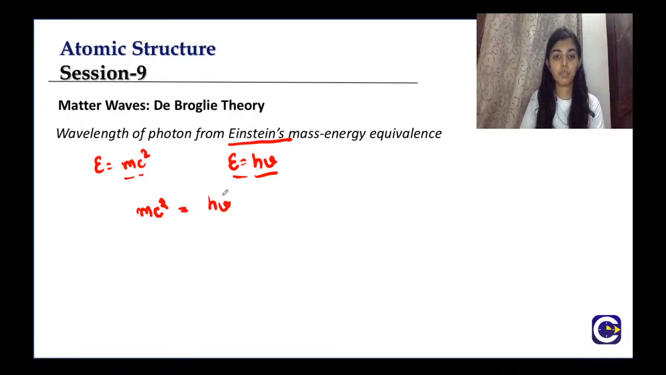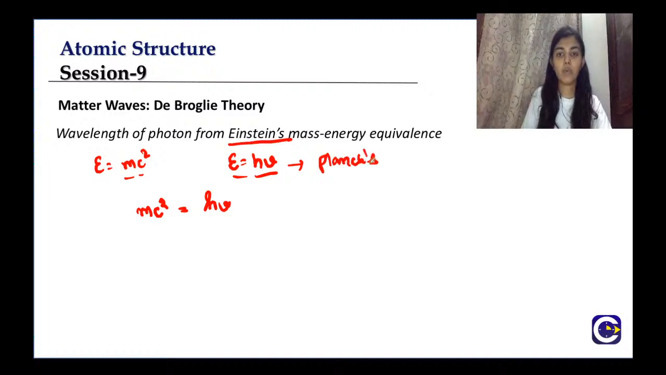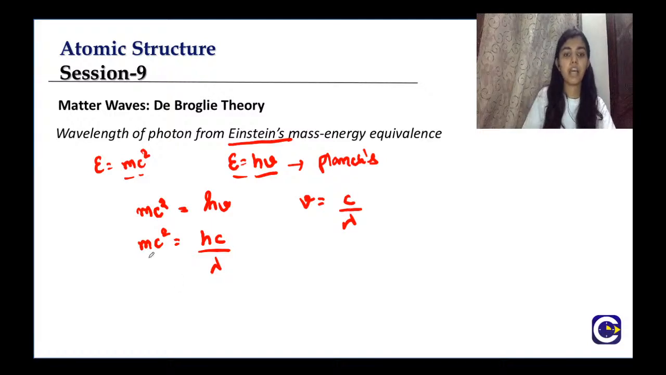was equate the two, because this is the classical model in which E equals mc square was given by Einstein, and this equation was given by Planck. So he equated the two energies, and found that mc square equals h c by lambda, because nu is the frequency, given by c by lambda, where c is the speed and lambda is the wavelength. So now c and c get cancelled.